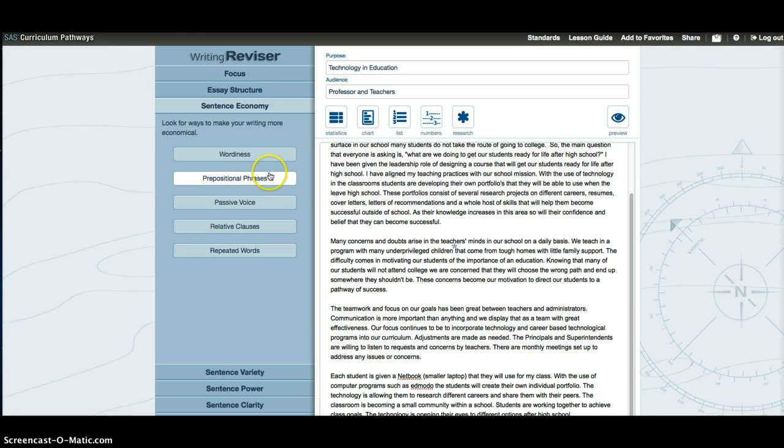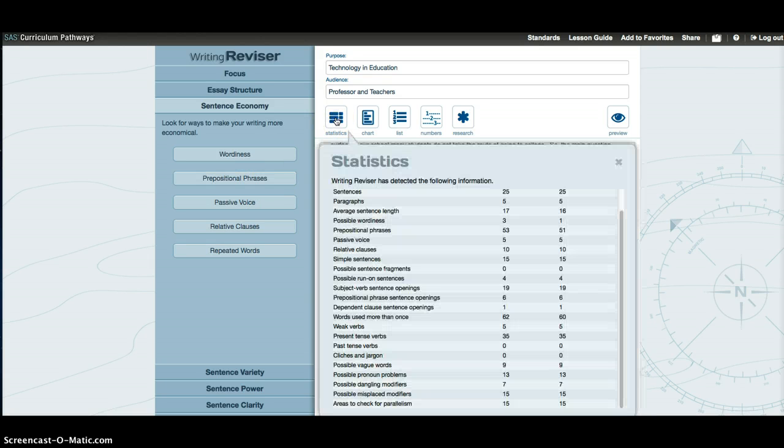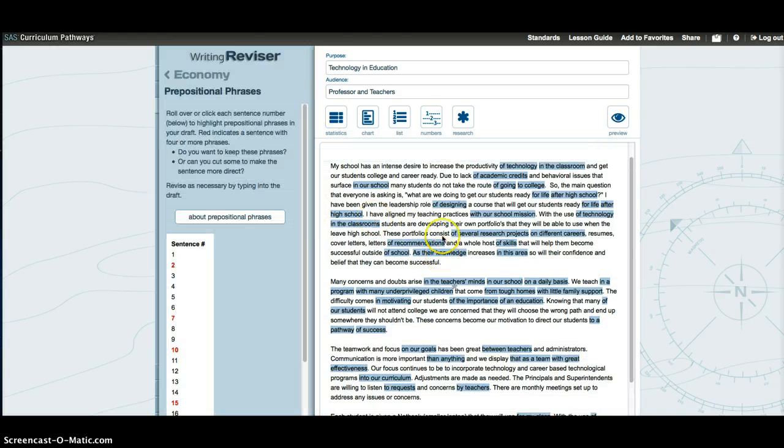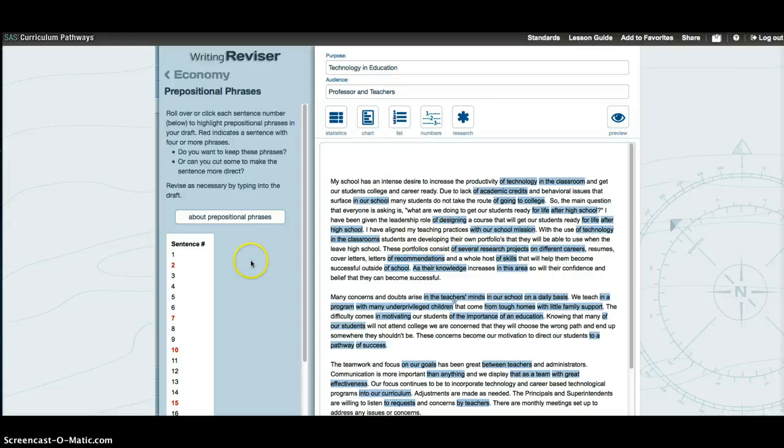Prepositional phrases. I think we saw, about how many do we see? Let's take a look. Prepositional phrases. We saw 53. Okay, as you can see here, 53. So now, knowing that statistic, that might be something I want to change, or maybe it is good. Let's take a look. All right, it breaks it down for us. Sentence number 1, 2. Now 2 has red. 7 is red.